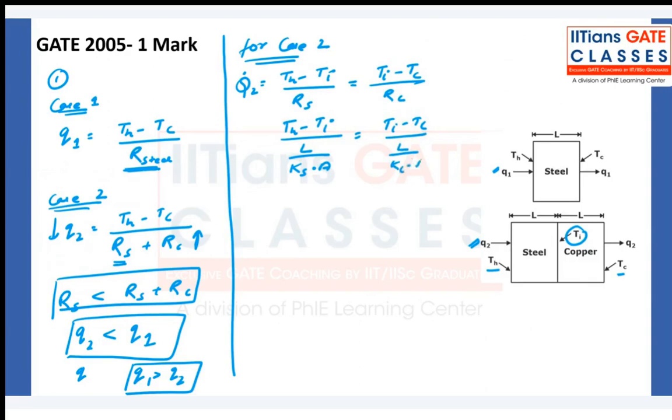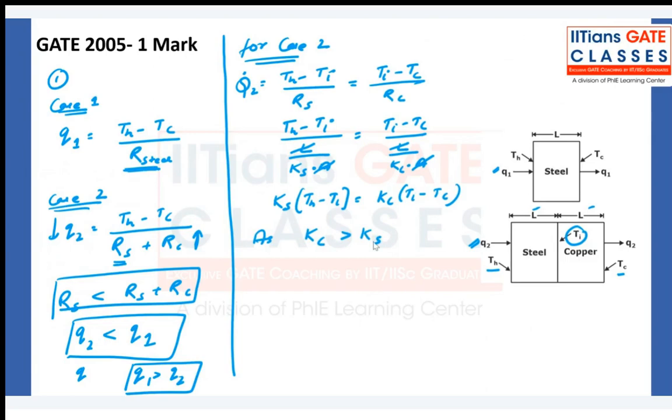Now, length and length will get cancelled, and area will get cancelled, because L is the same, they have given, and area is also the same. So can I write Ks (TH minus Ti) is equal to Kc (Ti minus Tc)? Yes. Now I already know the thermal conductivity concept, and I know that the conductivity of copper is greater than Ks. Copper's conductivity is higher than steel.